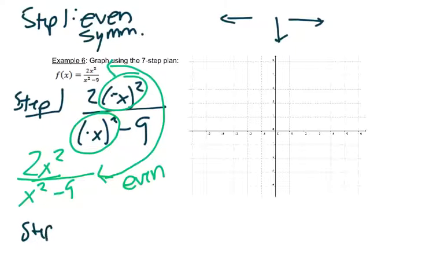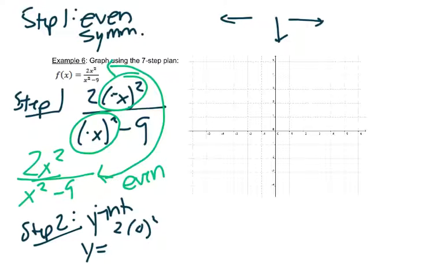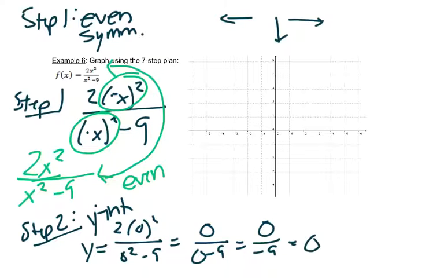Step 2 says that we're going to find the y-intercept. So remember, to do that, we'll make x be 0. So we get 0 over 0 minus 9, or 0 over negative 9, which is 0. So this gives us the point 0, 0. The point 0, 0 will be right here.